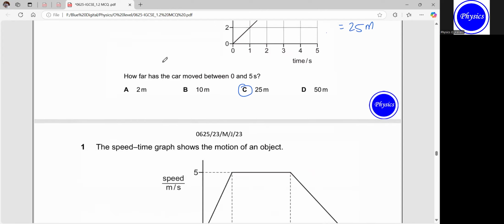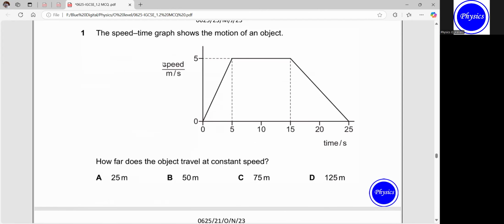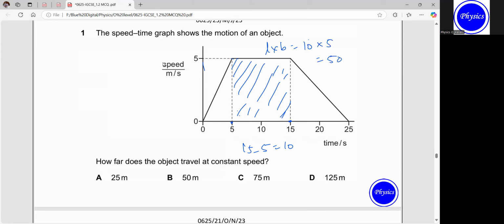Okay. The next one. The speed time graph shows the motion of an object. How far does the object travel at constant speed? Only for constant speed. Can you see here between 5 to 15, it is having the same speed of 5. So only the area under this rectangle, this section, you have to find. So this is length times breadth, which is 10, because 15 minus 5 is 10. So it is 10 times 5, which is 50 meters. Yeah, so it's 50 meters.